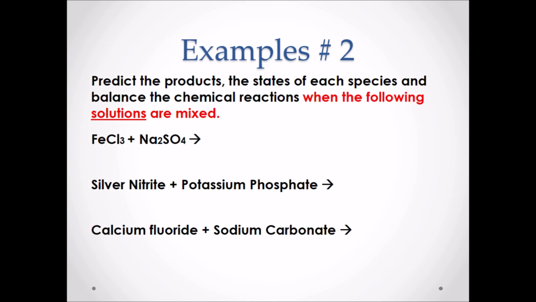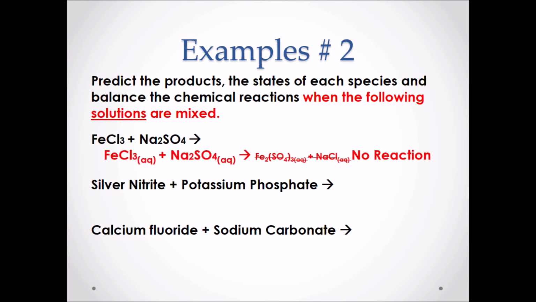For the first chemical reaction, we have the following answer. Step number 1, we have to exchange the cations between the two compounds. So we are going to switch Fe and Na. That results in the following products. Fe2(SO4)3. If we check solubility guidelines, this product will be soluble in water. It is aqueous. And our remaining product is NaCl, which is also aqueous.